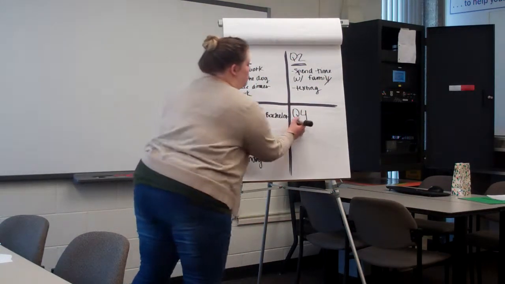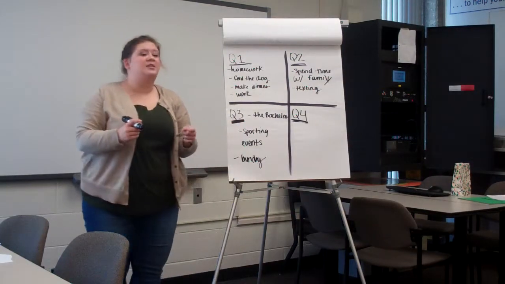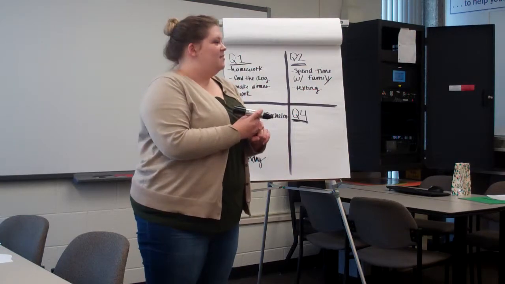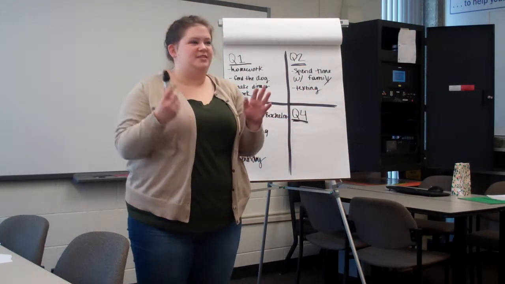So we're moving on to quadrant number 4. Quadrant number 4 are tasks that are not urgent and they're not important. So these are our time eaters. Have any of you ever heard of structured procrastination?